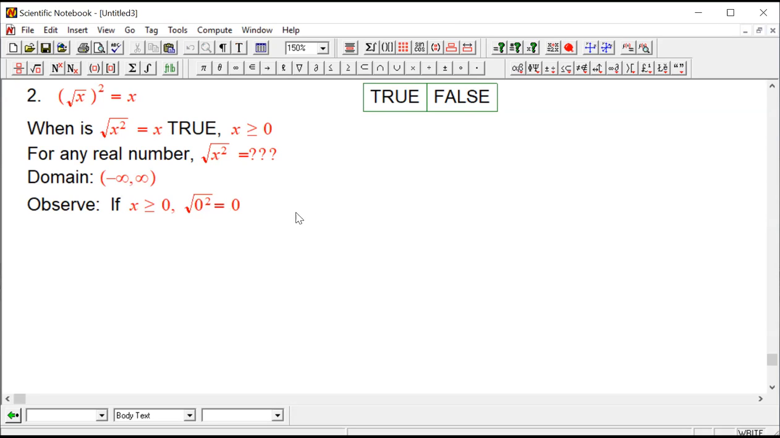But what happens if X is negative? If X is negative, what happens? You're going to plug in some numbers again and try some. Say we tried a -1. We tried a -1 earlier. Suppose X is -1. What do we get? We get +1.